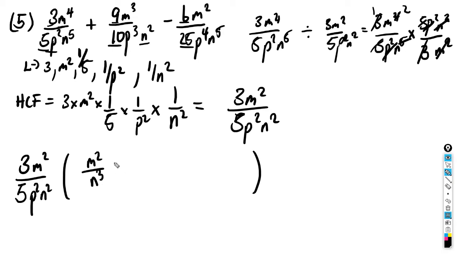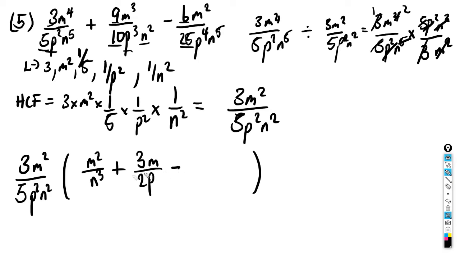Right. Then for the next one, we should get 3 goes into 9 3 times. M squared goes into m cubed one time. Then 5 into 10 would give us 2. P squared into p cubed would give us p. And n squared into n squared just gives us 1. So that's 3m plus 2p.